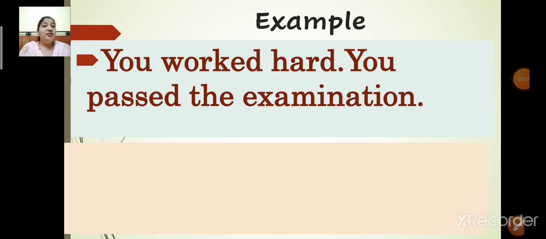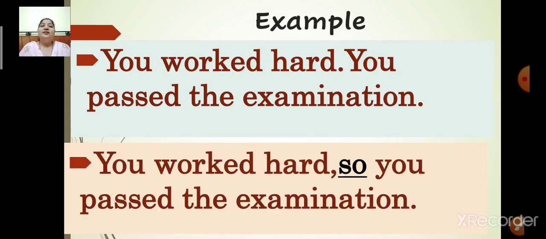Now here, in these two sentences, the first sentence says that you worked hard. That means you have done an action. Okay. And the second sentence is the effect of that action. Okay. What is the effect of that action? That you passed the examination. So children, how will you write this answer? You will use so to join these two sentences. So let us join. You worked hard, so you passed the examination. Okay.